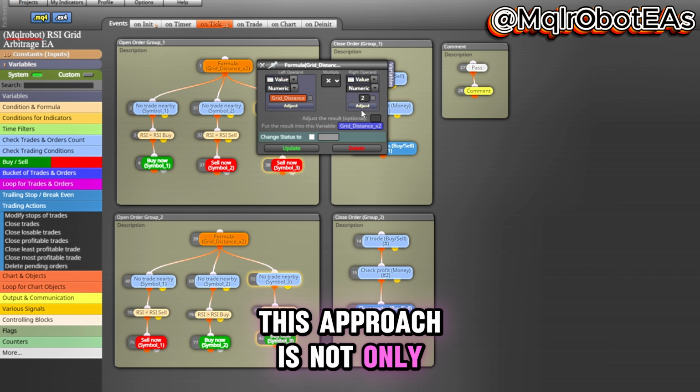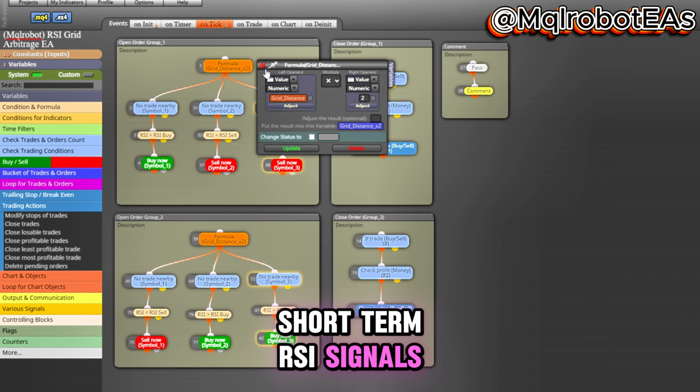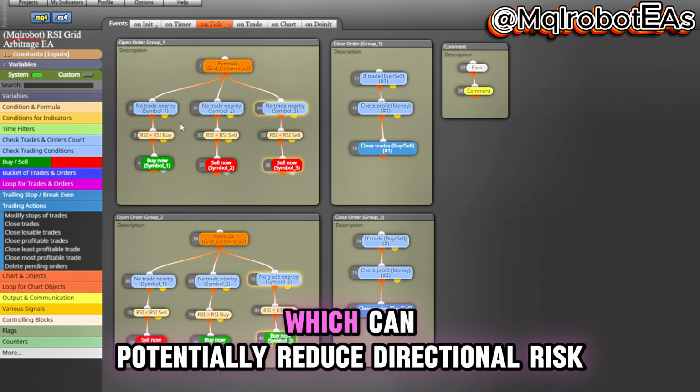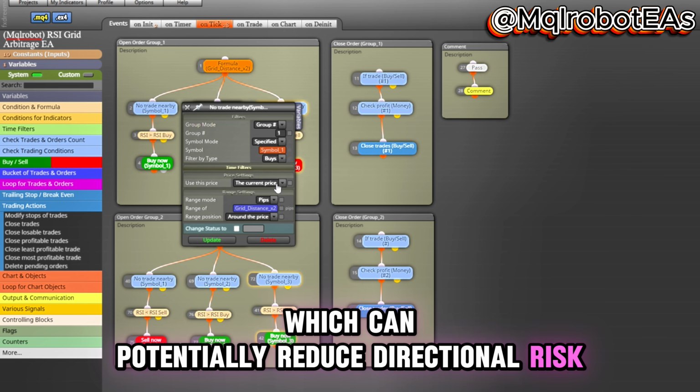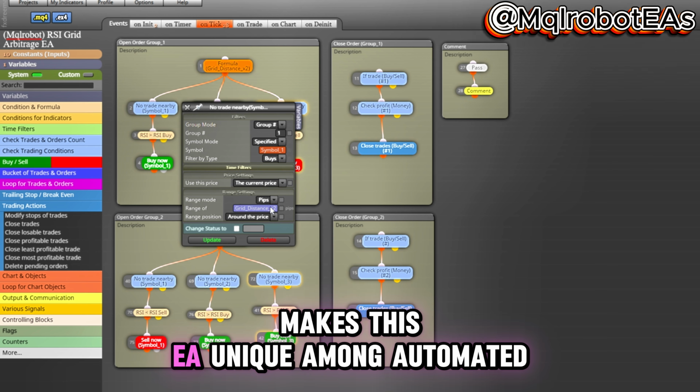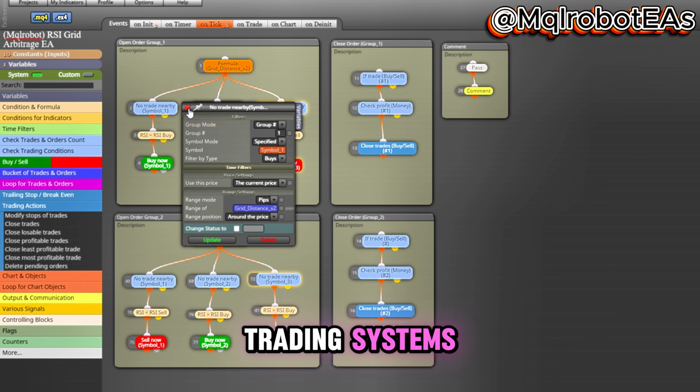This approach is not only about capturing short-term RSI signals, but also about balancing trades across multiple pairs, which can potentially reduce directional risk. The combination of grid trading and arbitrage logic makes this EA unique among automated trading systems.